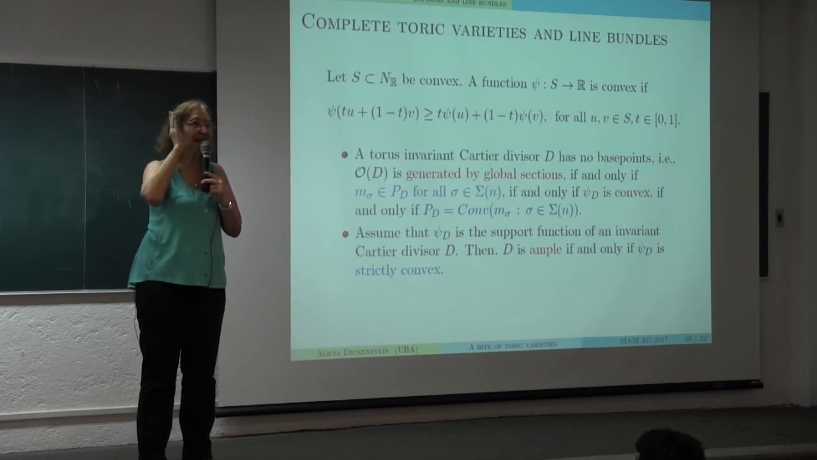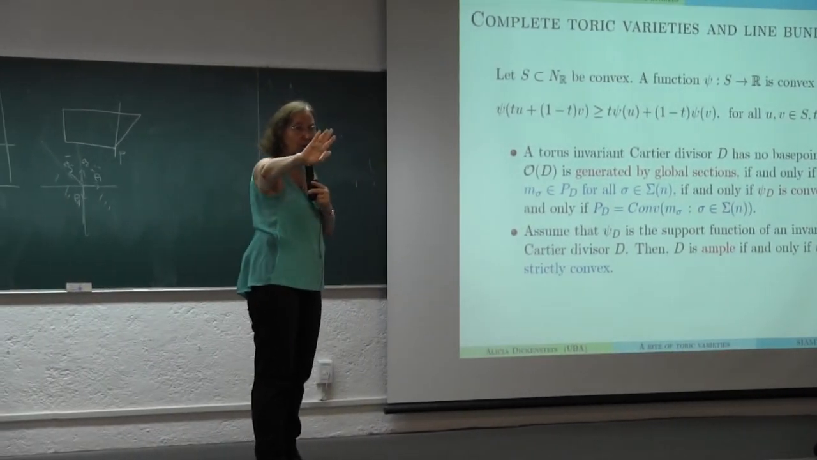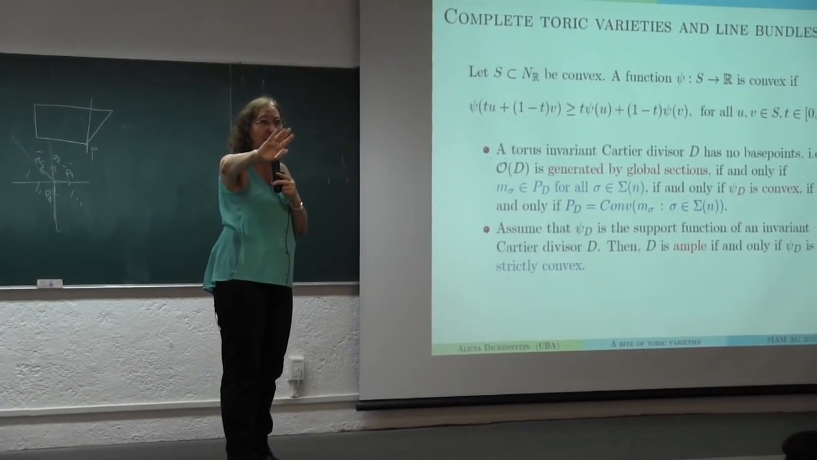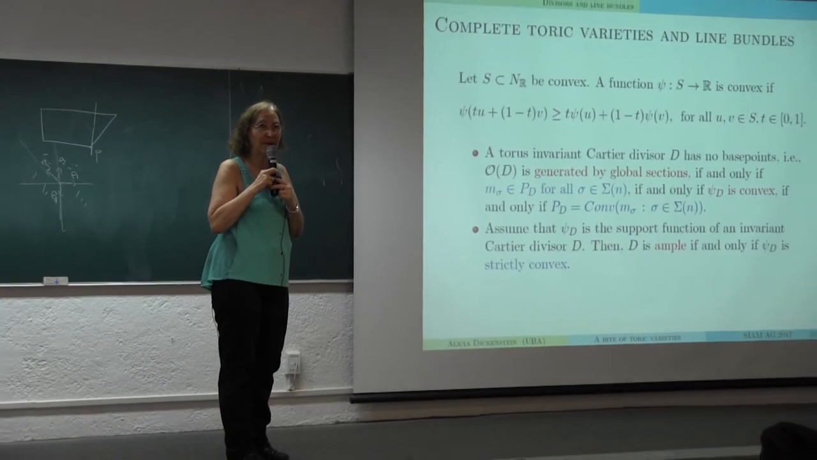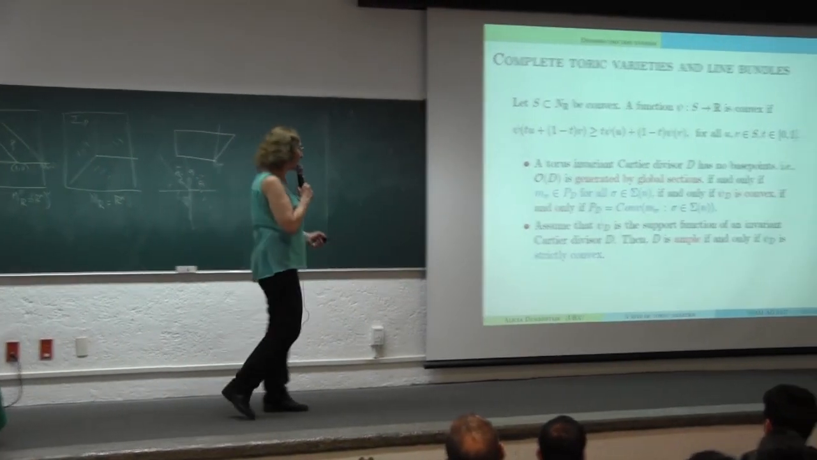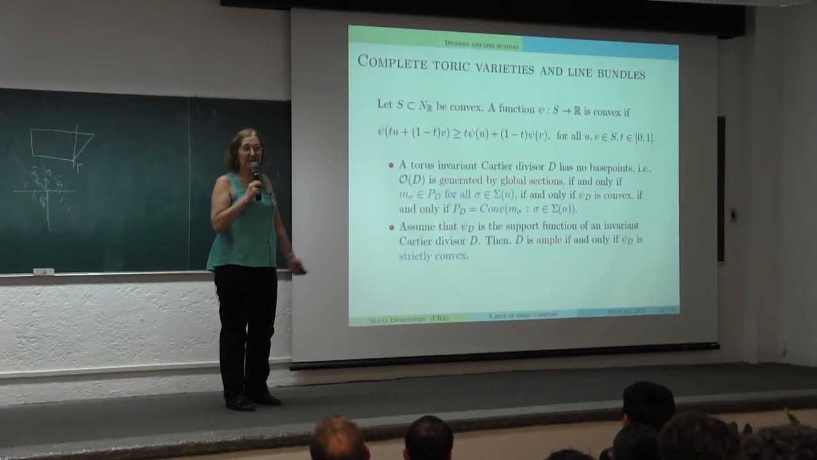So each maximal dimensional cone has its own linear function, and it varies as I shift from one cone to the other one. If it's the same m sigma that I take for two full dimensional cones, then it's not going to be strictly convex and then it's not going to be ample. This will reflect the fact that I'm losing a facet here. So I can read properties of the divisor in these support functions.